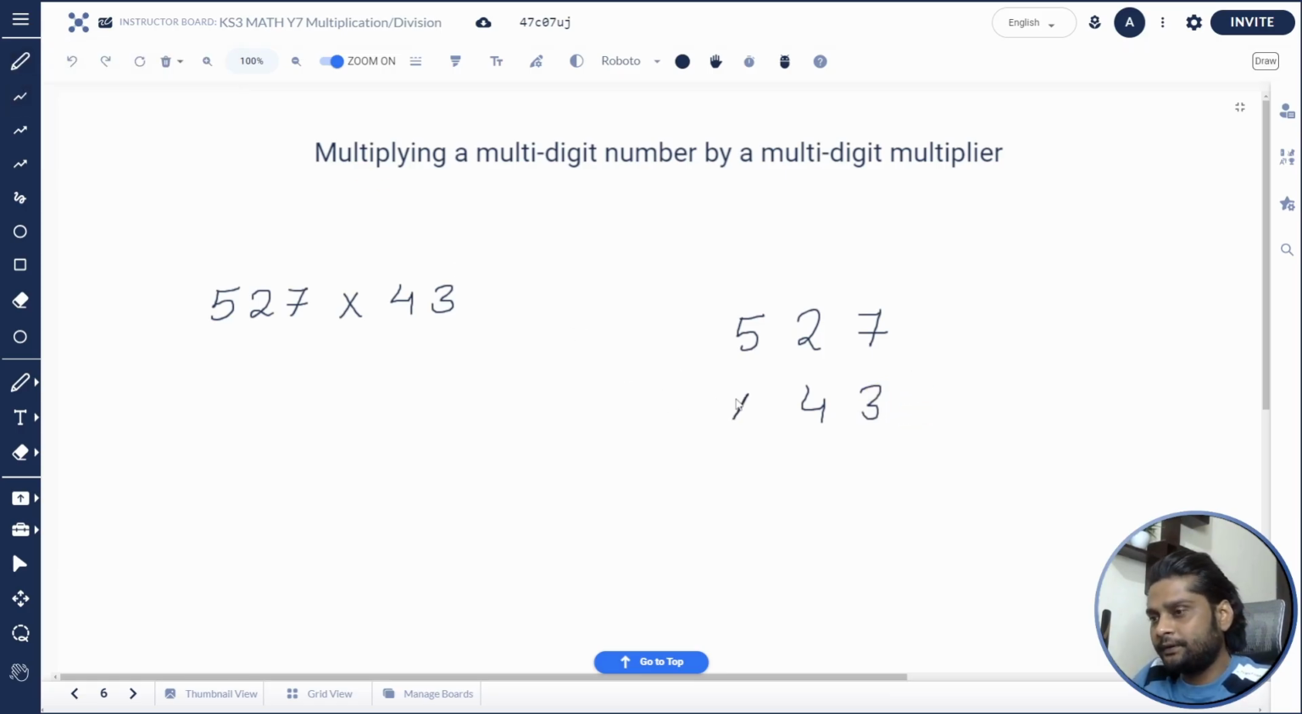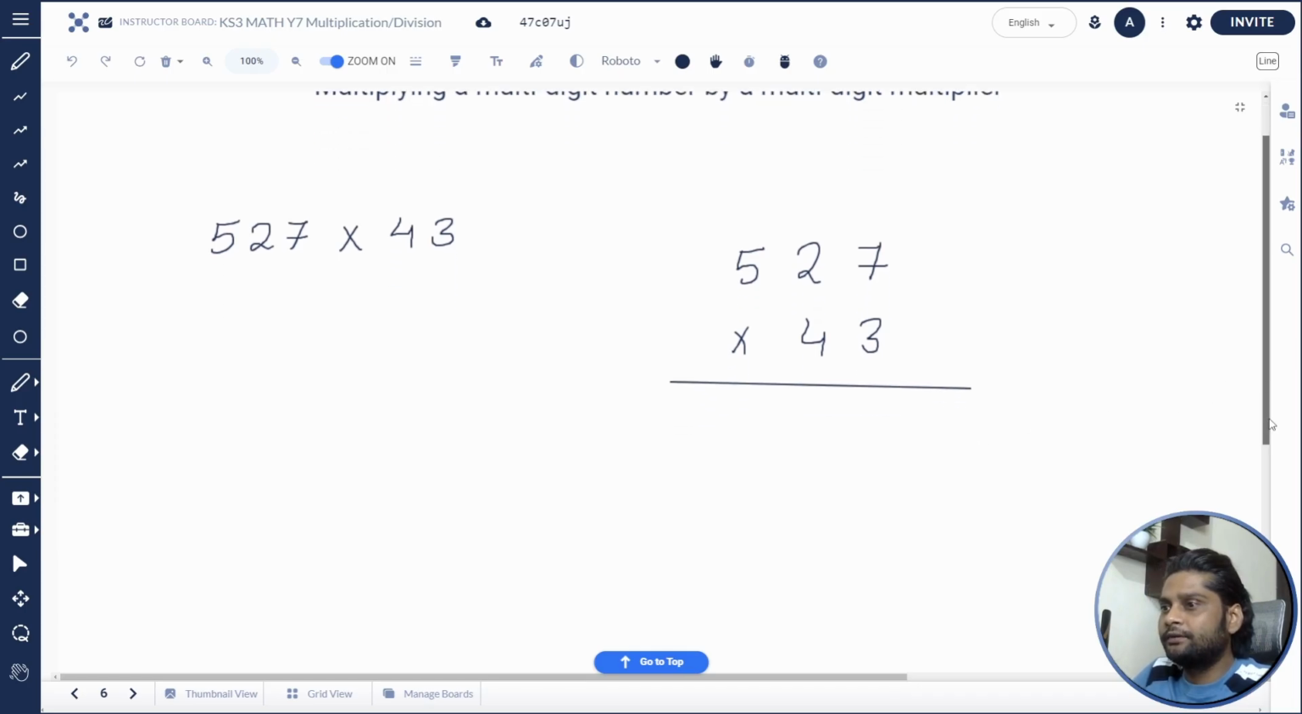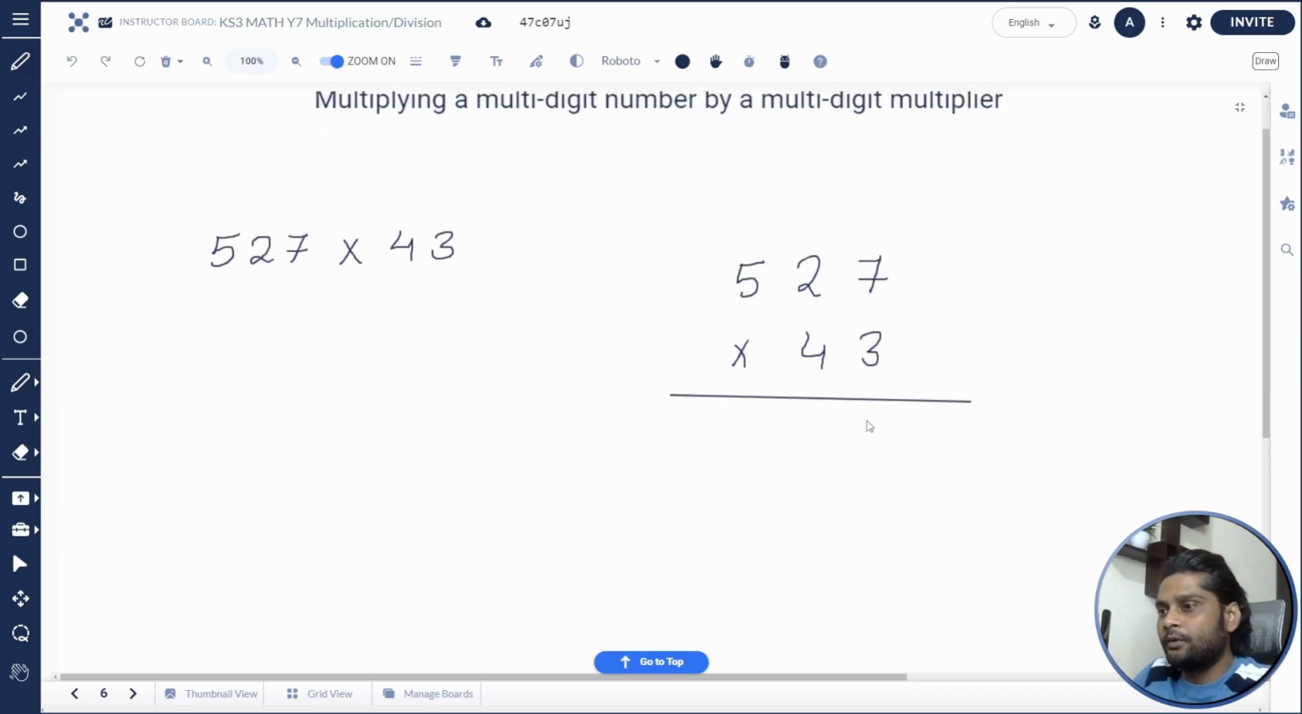As we multiply 3 to 7, what do we get? We get 3 times 7 is 21. Now 1 is kept here to get carried over. And then we have 3 times 2 is 6. 6 plus 2 gives you 8. Now 3 times 5 is 15. Okay, we are done with 3.